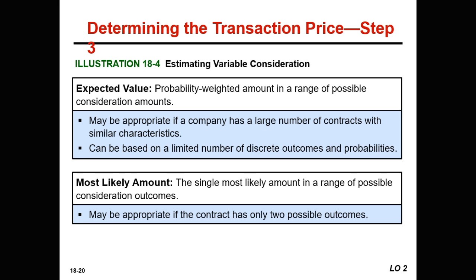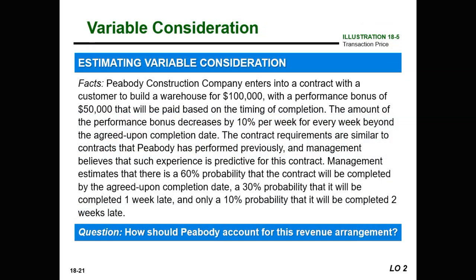Let's use Peabody Construction, who entered into a contract with the customer to build a warehouse for $100,000, with a performance bonus of $50,000 that will be paid based on the timing of completion. The amount of this performance bonus will decrease by 10% per week for every week beyond the agreed upon completion date. The contract requirements are similar to contracts that Peabody has performed previously. Management believes that such experience is predictive for this contract.